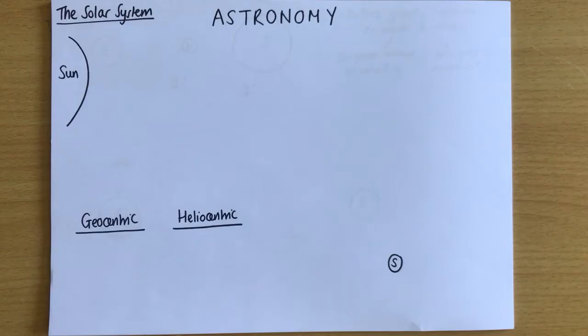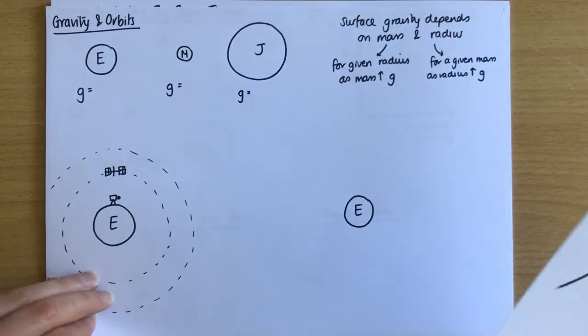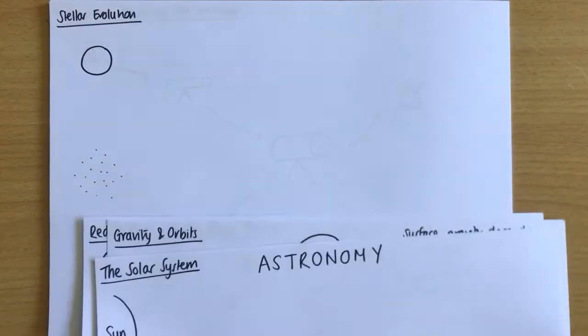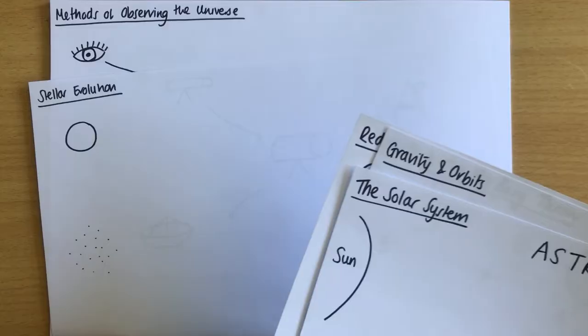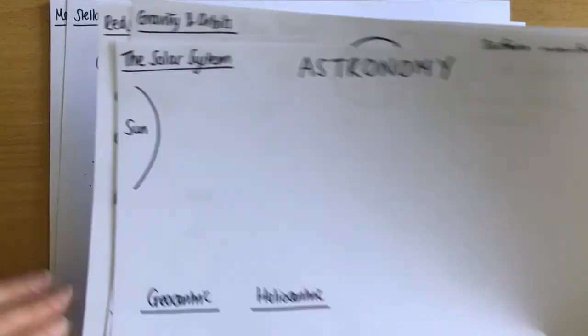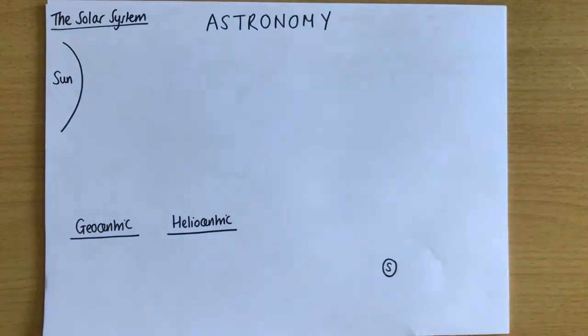So there's 5 main sections we're going to look at. The solar system, gravity and orbits, redshift and the Big Bang Theory, stellar evolution, and then methods of observing the universe, if I can say that properly. So if you want to skip ahead to one of those parts, feel free to. Otherwise, I will get started with the solar system.